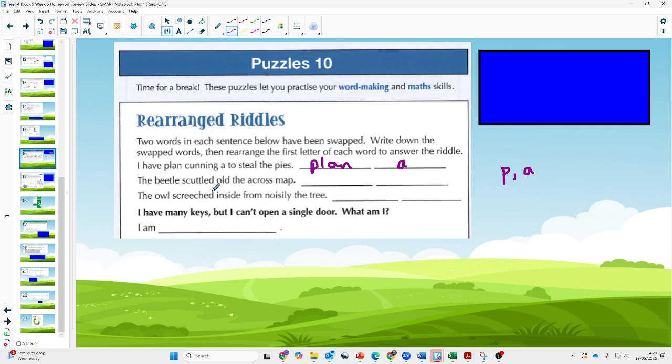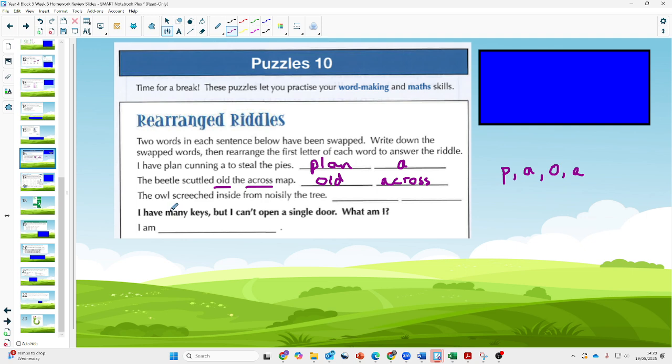Then we've got the beetle scuttled. Say it again. The beetle scuttled old the across map. So the beetle scuttled across the old map. So it's old and across that we need there. They swap places, that sentence makes sense. So we've got an O and an A.